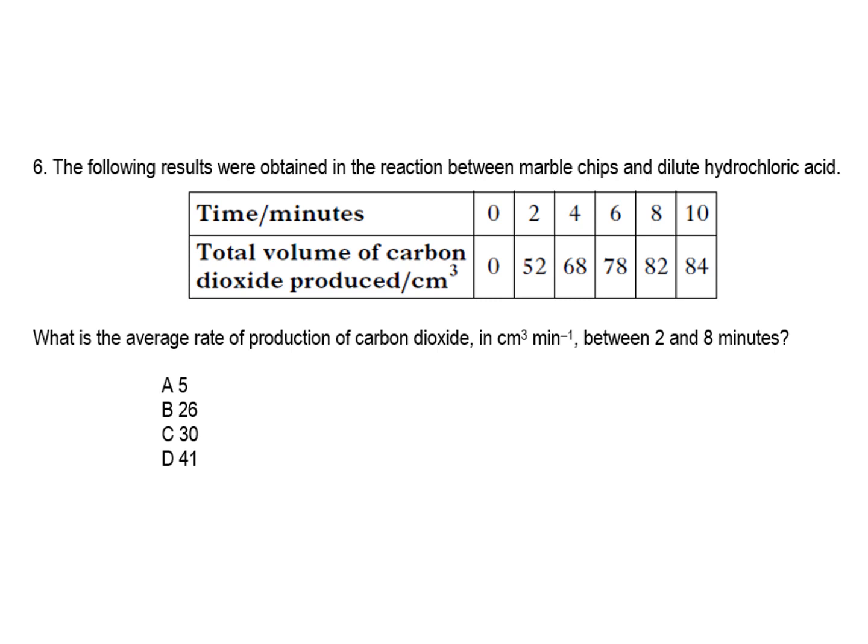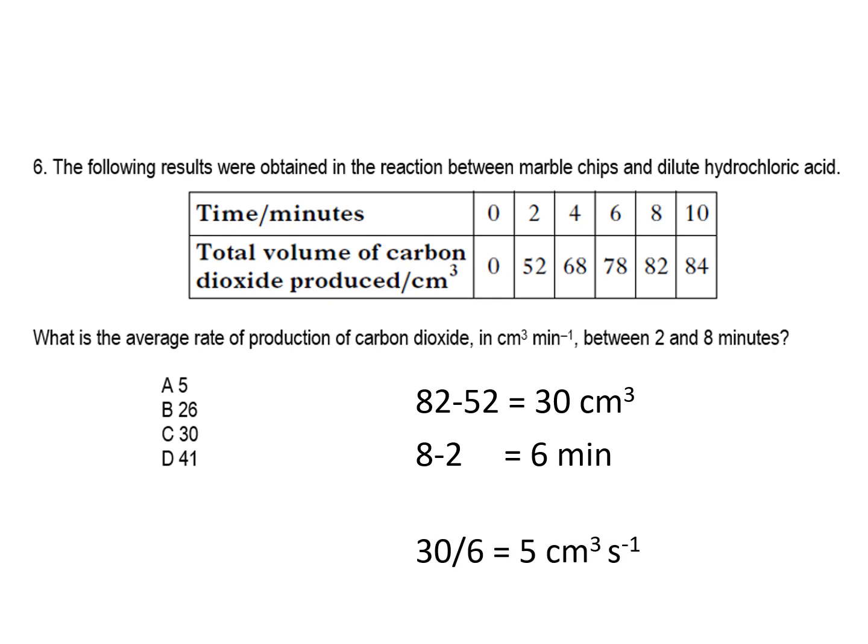So to work out the rate of the reaction, we have to work out the change in quantity divided by the change in time. So the quantity here is the volume of carbon dioxide, which is changing. At 8 minutes, the volume is 82 centimeters cubed, and at 2 minutes, it is 52 centimeters cubed, so the difference there is 30. Our change in time is 8 minus 2, which is 6. So our calculation is therefore 30 divided by 6 equals 5 centimeters cubed per second. So the answer is therefore A. Let's move on to the next one.